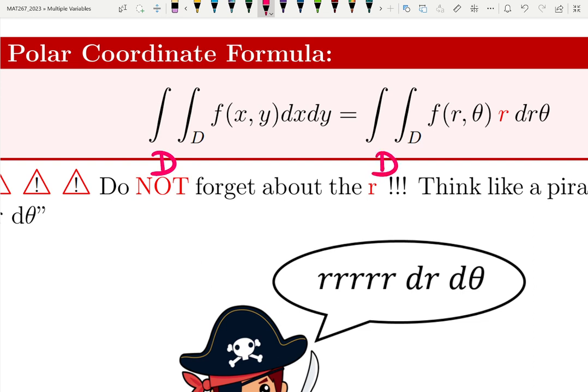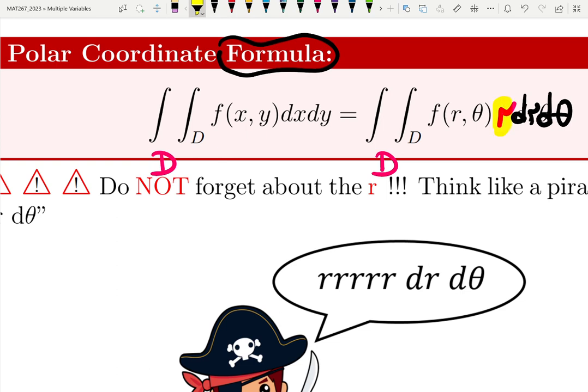Double integral of the same D. Now f depends on r and theta. That's the whole point. And there's a special extra term. You multiply it by r. dr d theta, there's a typo here. dr d theta. That's the formula. So before we did not have any special term. Now we do. We multiply by r.